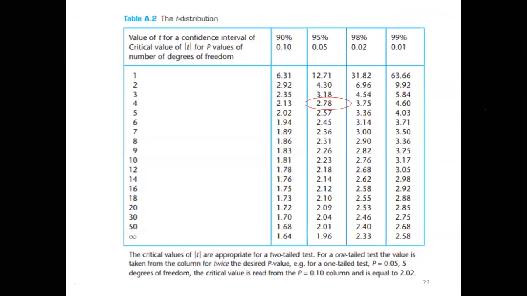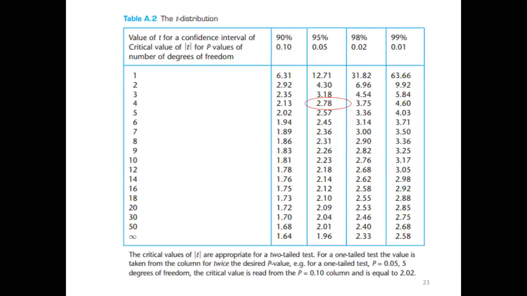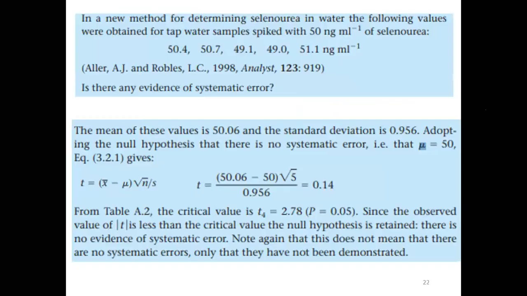We determine that our null hypothesis is correct. The null hypothesis we made at the beginning is that there's no systematic error. That's the hypothesis we made at the beginning. Since the value is less than the critical value, we can say there's no evidence of systematic error.